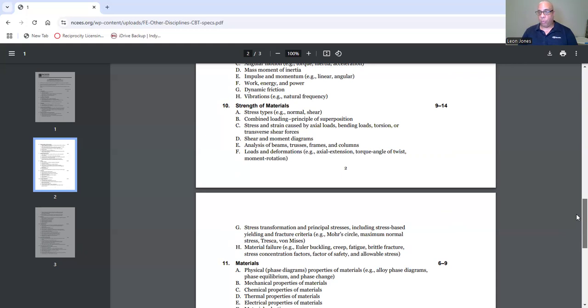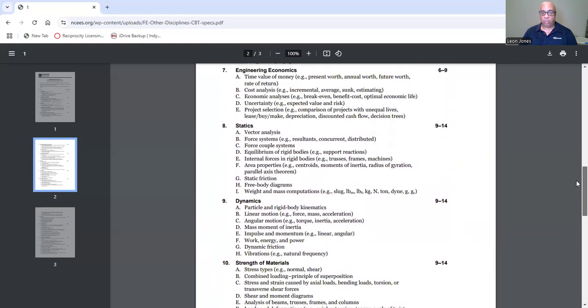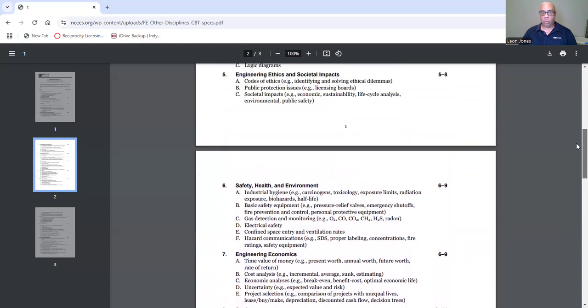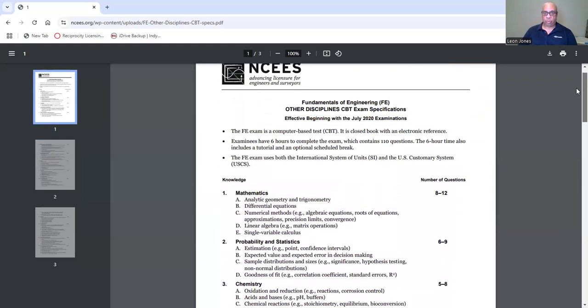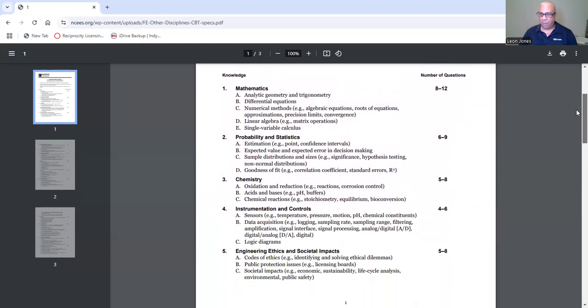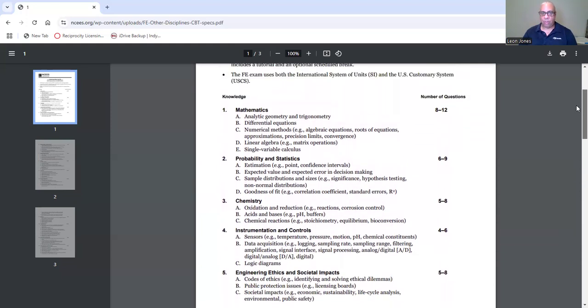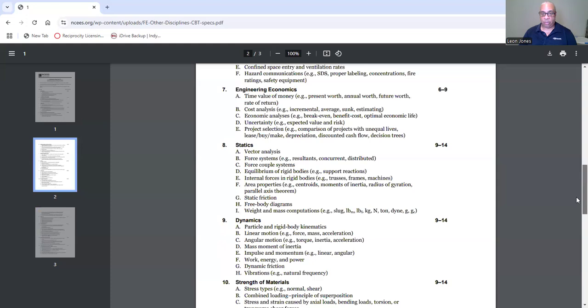This exam you have to wait. It used to be where it took about 2.5 months to get the solutions back. Now it takes 7 days. But you must follow this little outline here, the specifications. Tells you everything that's going to be on the test.